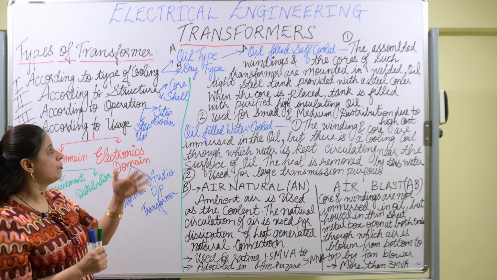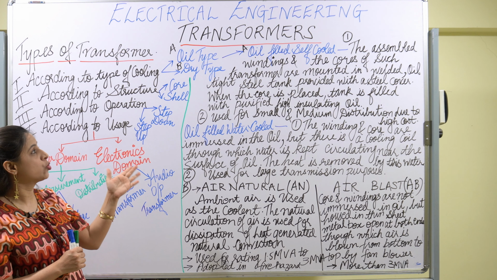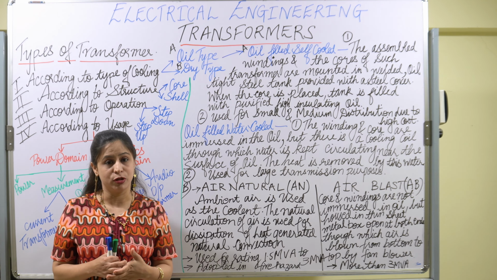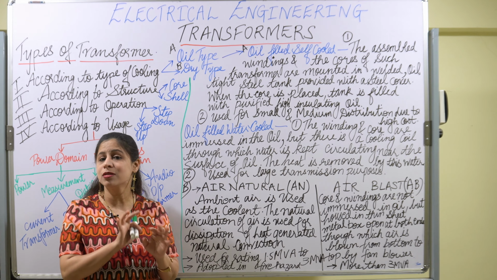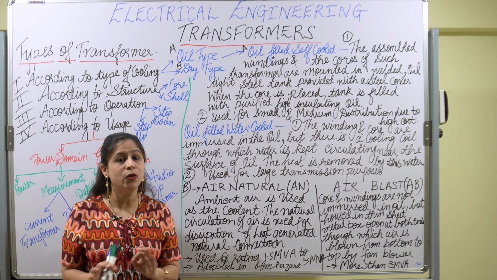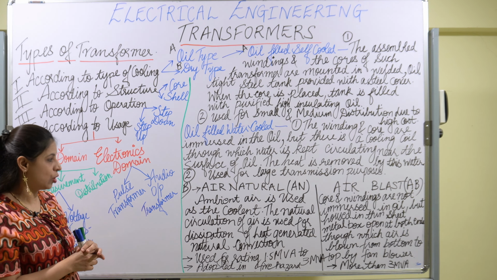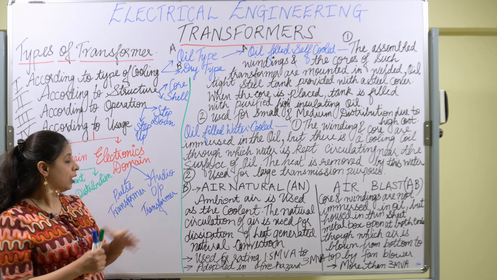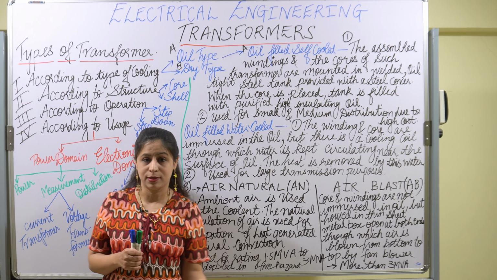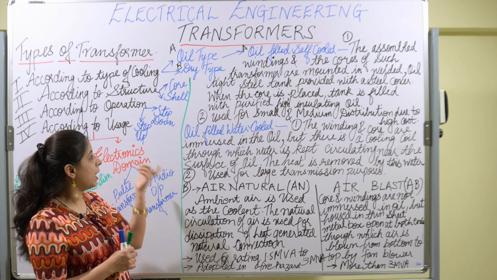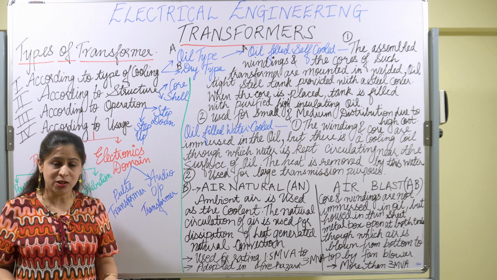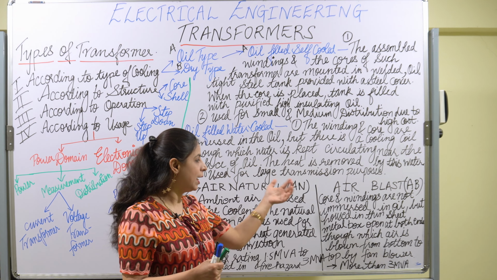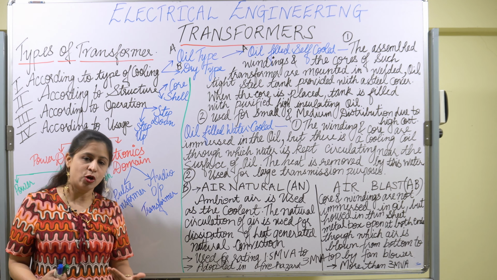Now let us come to the second category, which is dry type transformers. In this type of transformer, no oil is used anywhere, so it is a dry type transformer. They are again divided into two types: air natural and air blast. So we can say air natural dry type transformer, as well as air blast dry type transformer.